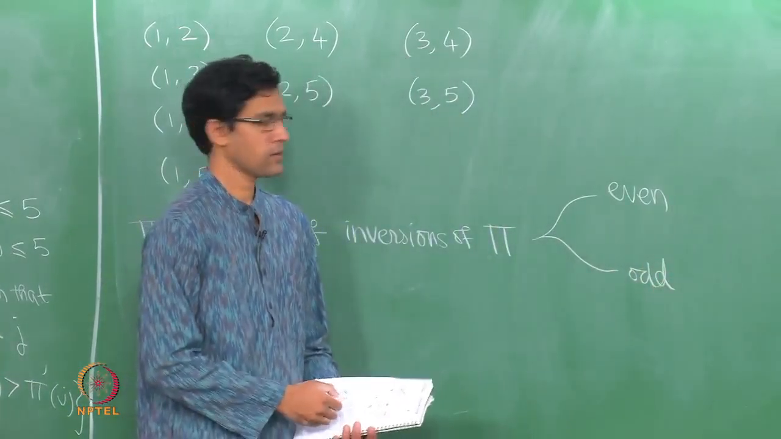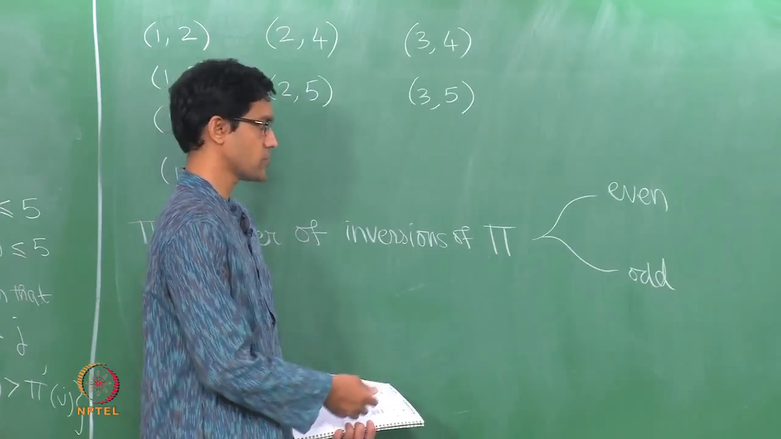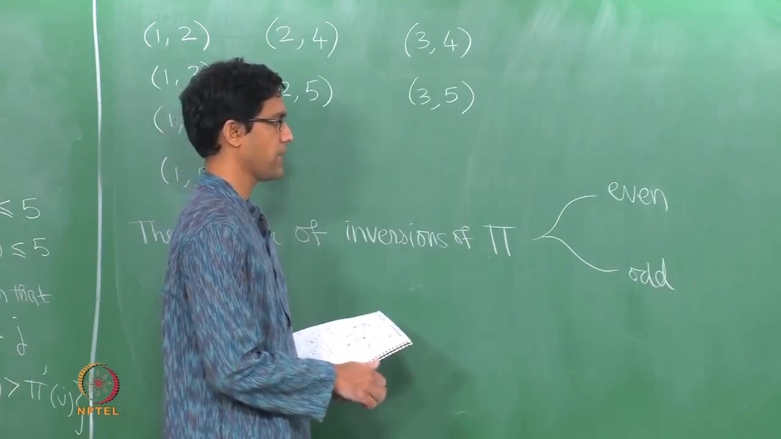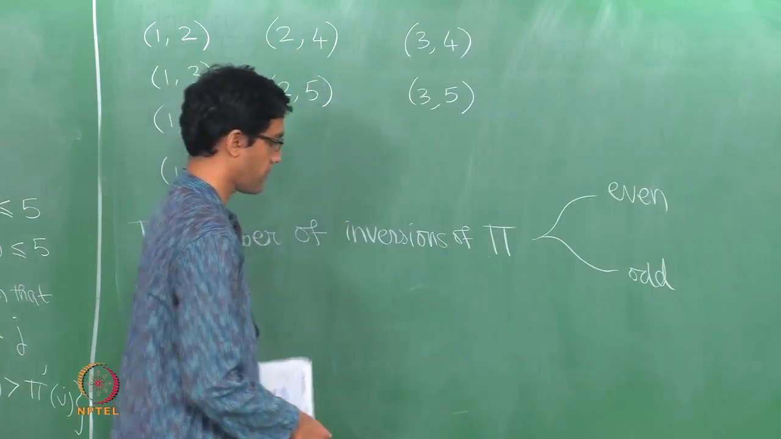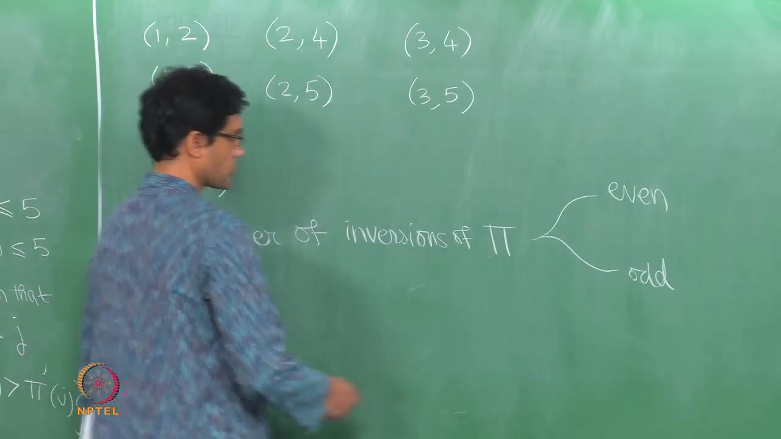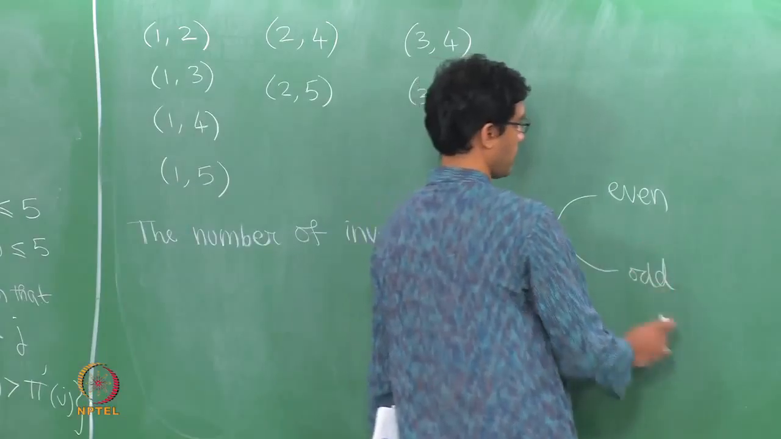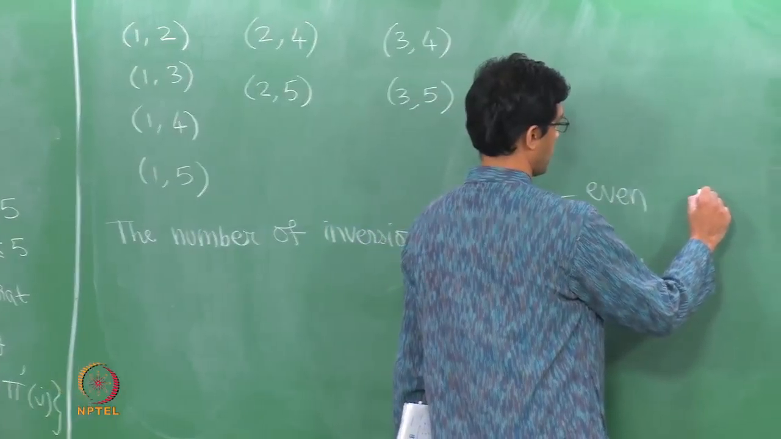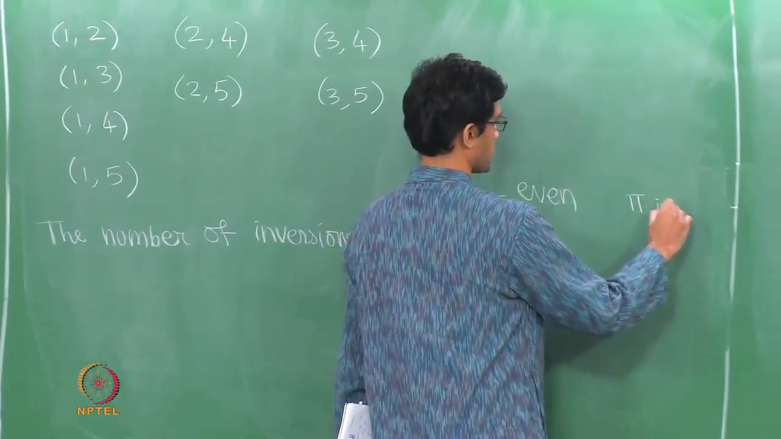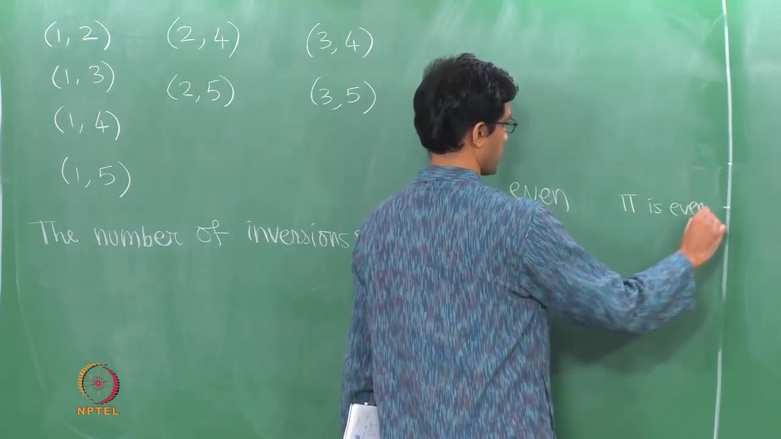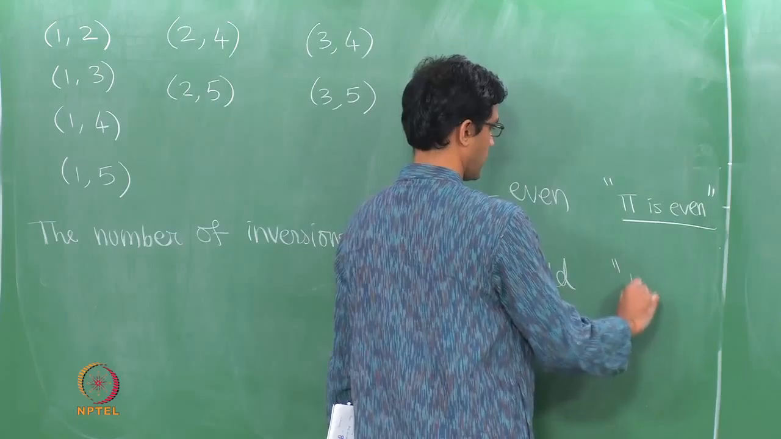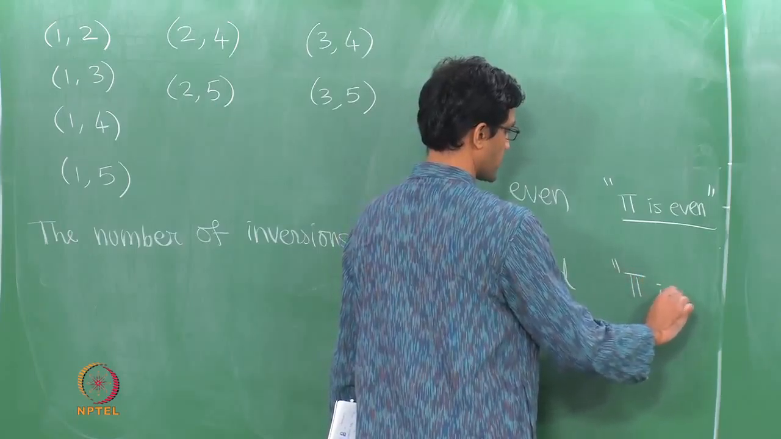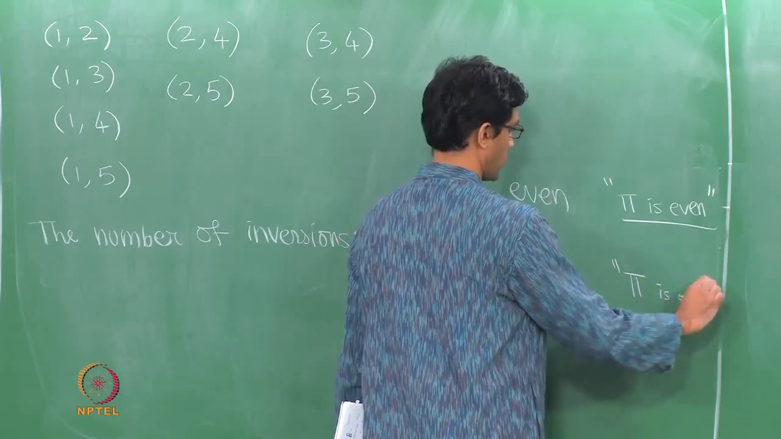If the number of inversions is even, then we say that pi is an even permutation, and if the number of inversions is odd, we say that pi is an odd permutation. So in this case, if the number of inversions of pi is even, we will say that pi is an even permutation. That is the terminology, and if the number of inversions is odd, we will say that pi is an odd permutation.